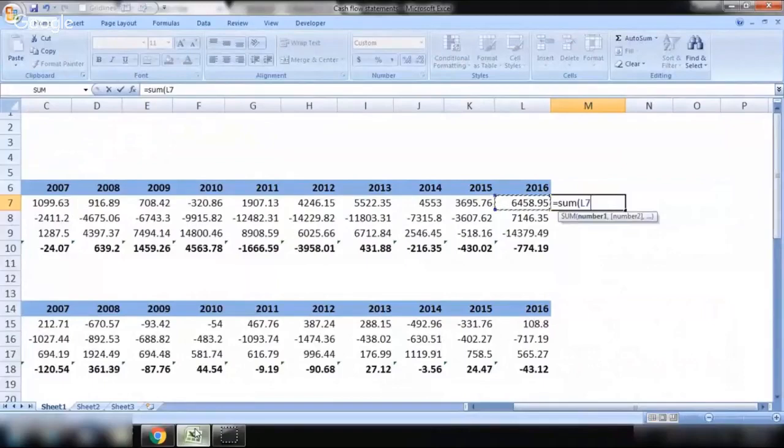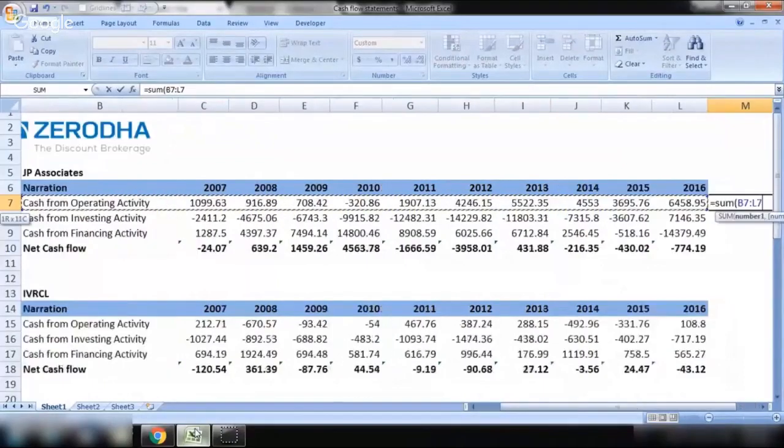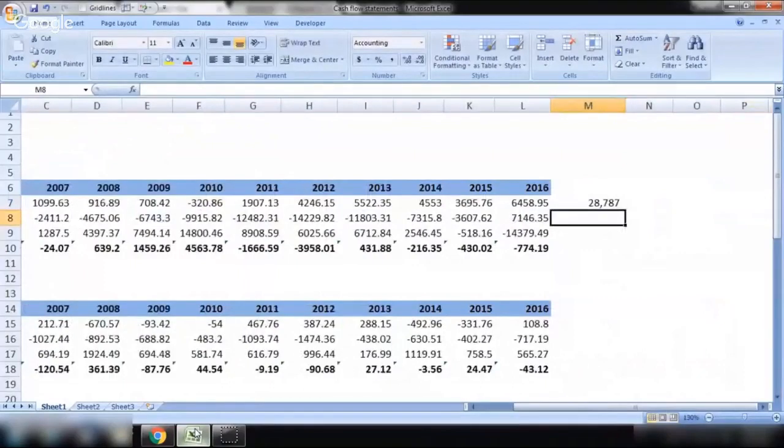Let's sum up all the historical cash flows. By the way, all these numbers are in rupee crores. So JP Associates over the last 9 years generated nearly 28,787 crores. That's a large amount of money and it looks fantastic, right? Great. Now, what did JP Associates do with so much money? It generated so much money, so what did it exactly do with it?